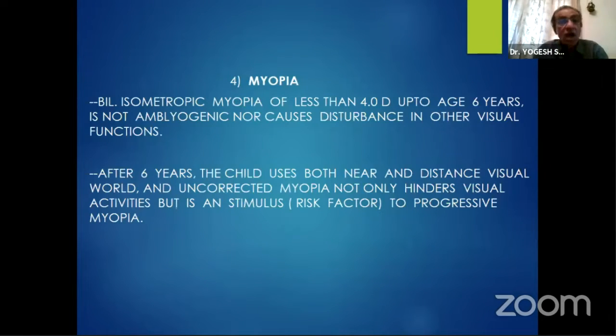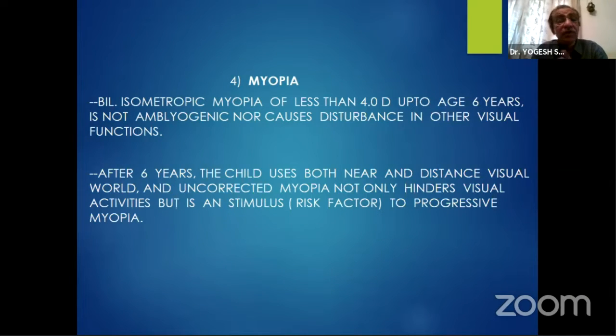Myopia. Bilateral isometropic myopia of less than 4 diopters up to 6 years of age is not amblyogenic. Now you see, bilateral and isometropic means myopia of the same degree in both eyes, of less than 4 diopters up to 6 years of life. It's very simple. We can understand the child, before 6 years is just playing and understanding, so the visual effect does not come into the picture.